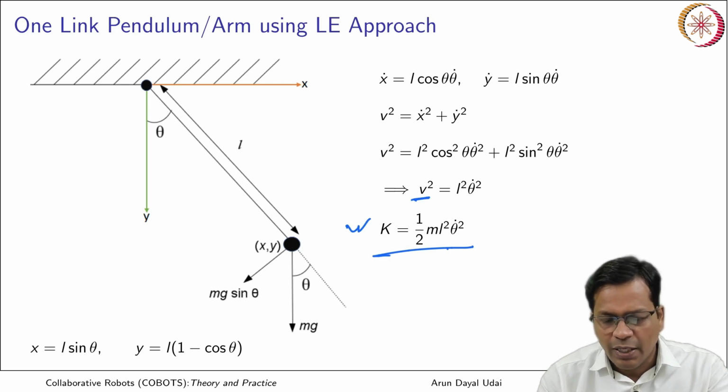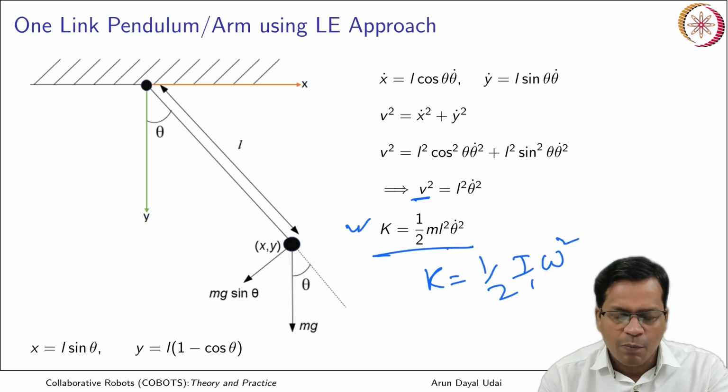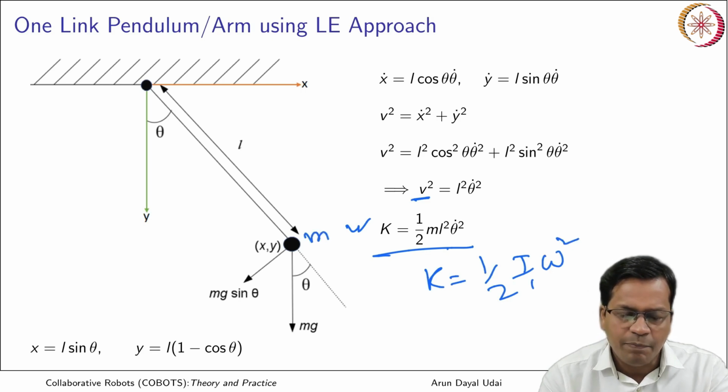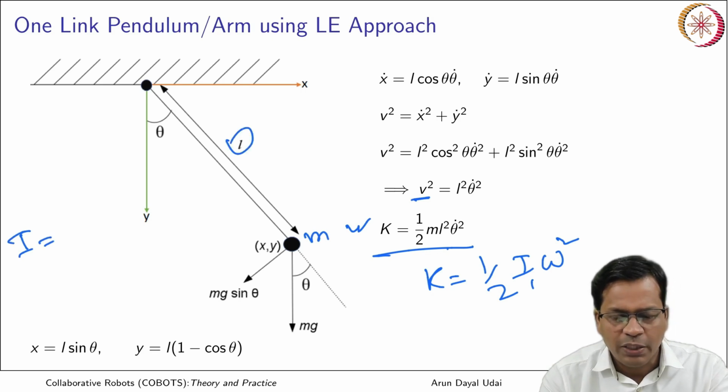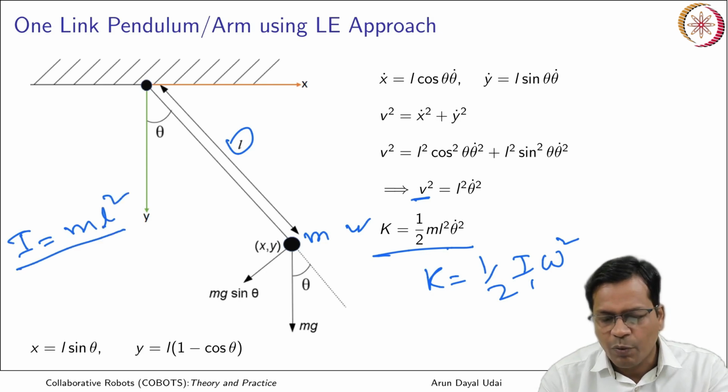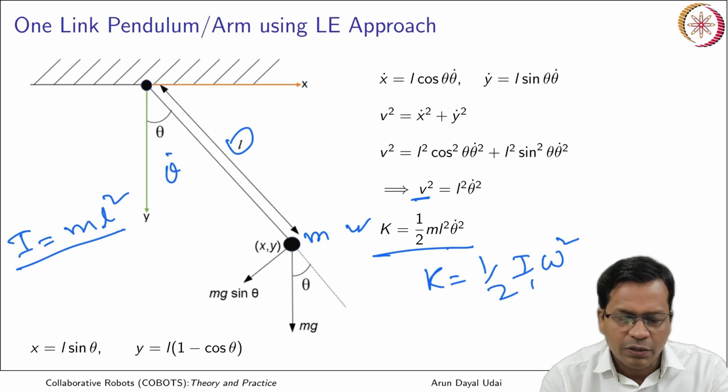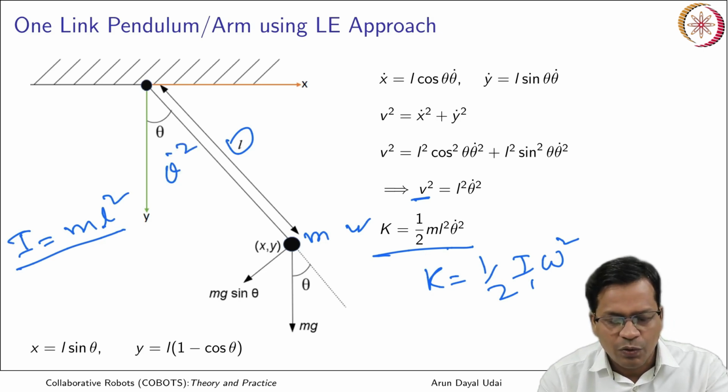Again you see kinetic energy is equal to 1 by 2 I omega square, where I is the moment of inertia. For this mass m, the link is of zero mass, so the moment of inertia is m L square. And omega square will be equal to theta dot square. If I club them together, it becomes 1 by 2 I omega square. So, you can directly obtain it again using various approaches.